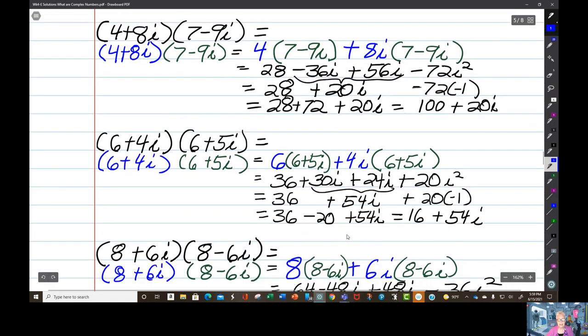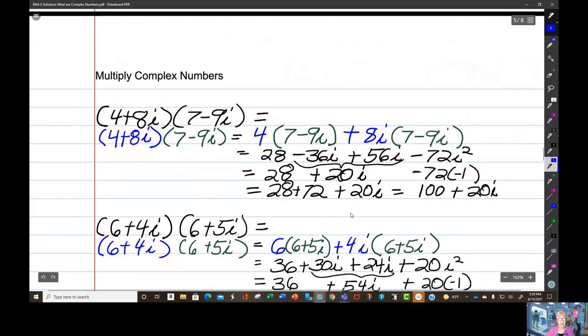Now we're going to multiply, and I color-coded these again, to try to help. 4 plus 8i times 7 minus 9i. You foilers, if you remember how to foil, just foil. But it's not taught anymore, and I'm going to teach it the way the book teaches it. So we take 4 from the first set of parentheses and multiply it by the second set of parentheses. And then the plus 8i from the first set of parentheses and multiply that by the second set of parentheses, 7 minus 9i.